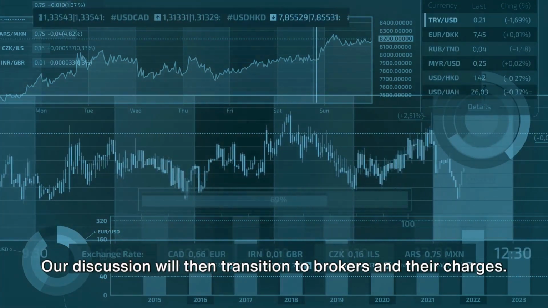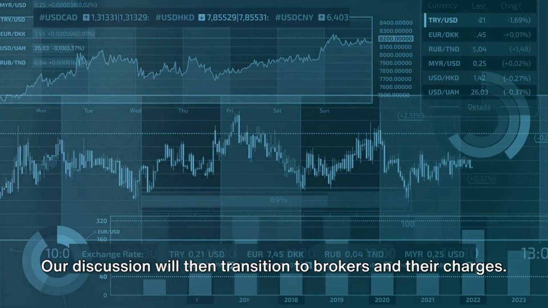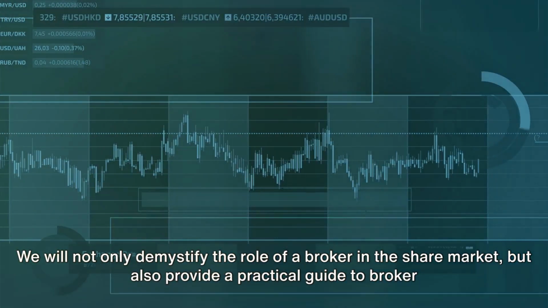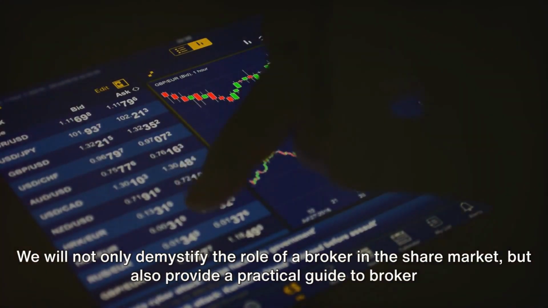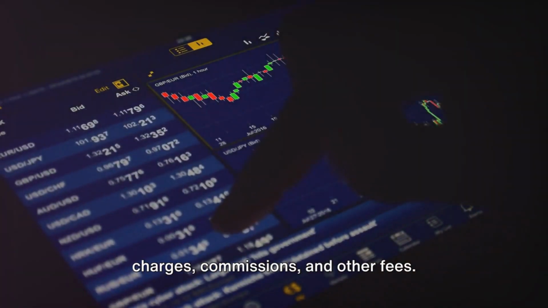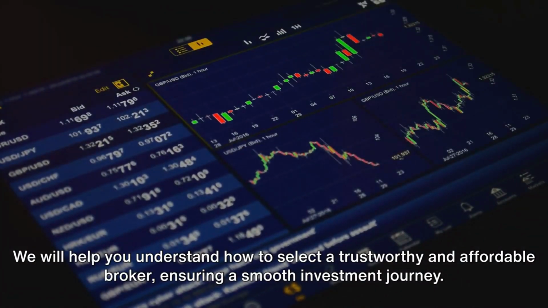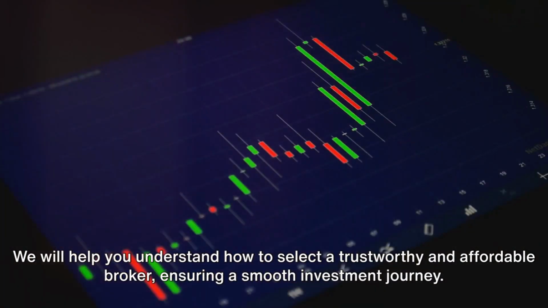Our discussion will then transition to brokers and their charges. We will not only demystify the role of a broker in the share market, but also provide a practical guide to broker charges, commissions, and other fees. We will help you understand how to select a trustworthy and affordable broker, ensuring a smooth investment journey.